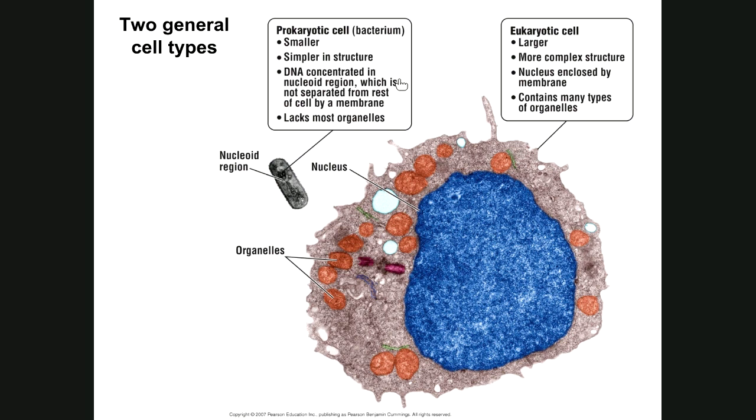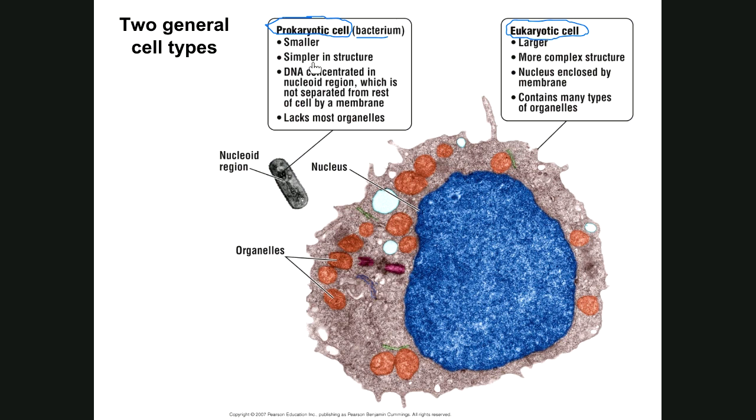The two general cell types: living organisms either fall under a type of general cell called a prokaryotic cell, such as bacterium, or living organisms fall under the second type of general cell called eukaryotic cells. Now, instead of saying prokaryotic cells, you'll hear me say prokaryotes, one and the same. Instead of eukaryotic cells, you'll hear me say eukaryotes, one and the same.